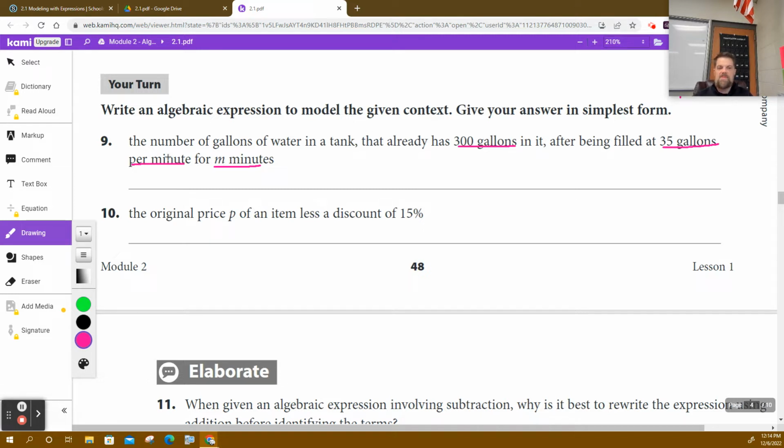This example says the number of gallons of water in a tank that already has 300 gallons in it after being filled at 35 gallons per minute for m minutes. So that expression: I have 300 already, plus 35 gallons per minute. That's it. That was pretty easy. Next one, the original price P for an item less a 15% discount.